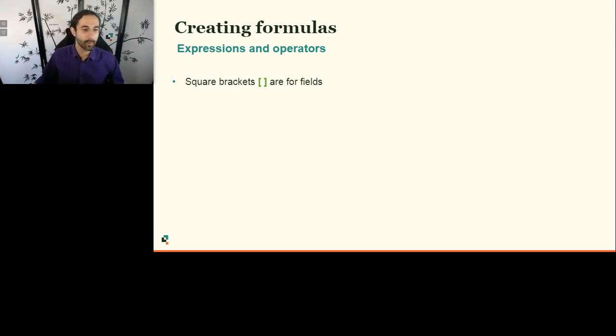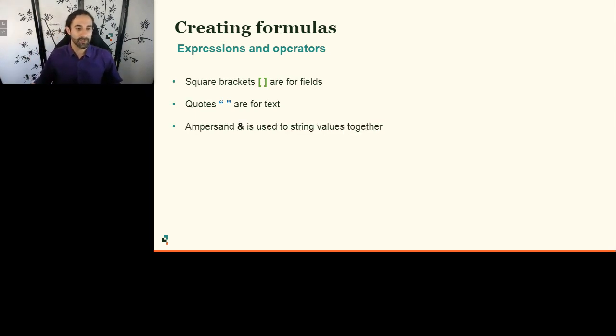Thank you. So square brackets are for calling other fields and referencing other fields. Quotes are for text or for literal strings, when you're not trying to have your formula interpret, but to literally factor in a string of text. The ampersand is used to string values together or to string expressions together.